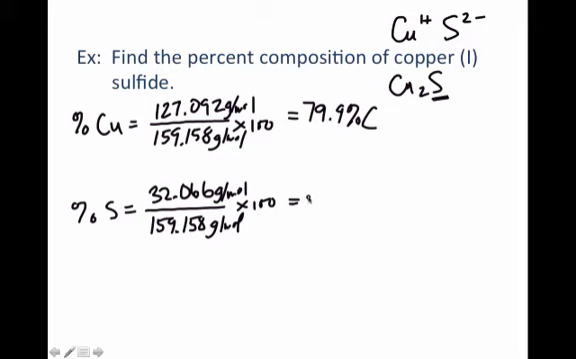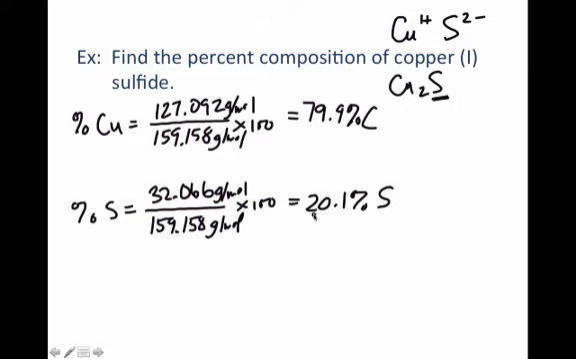And this one would be 20.1% sulfur. Now at this point, students typically ask me, well, if I've calculated one, do I really have to calculate the second one? Because I can just subtract 79.9 from 100 and get the second one. And that's true. You can do it like that as long as you show your work.